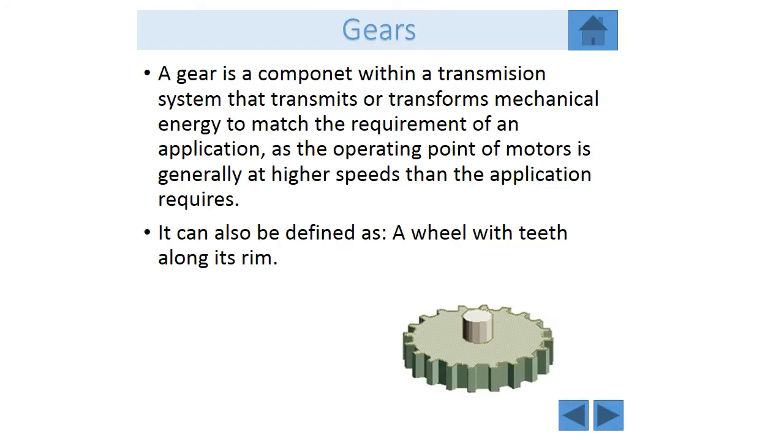Another example is the gears. A gear is a component within a transmission system that transmits or transforms mechanical energy to match the requirements of an application, as the operating point of motors is generally at higher speed than the application requires. A gear can also be defined as a wheel with teeth along its rim. Below is an example of a gear.